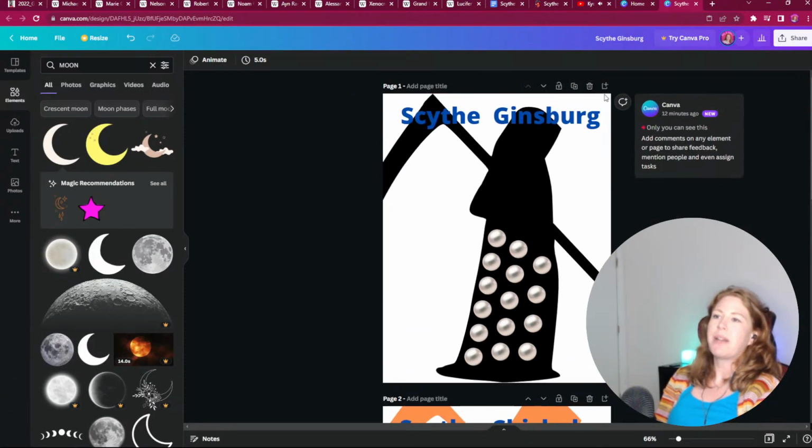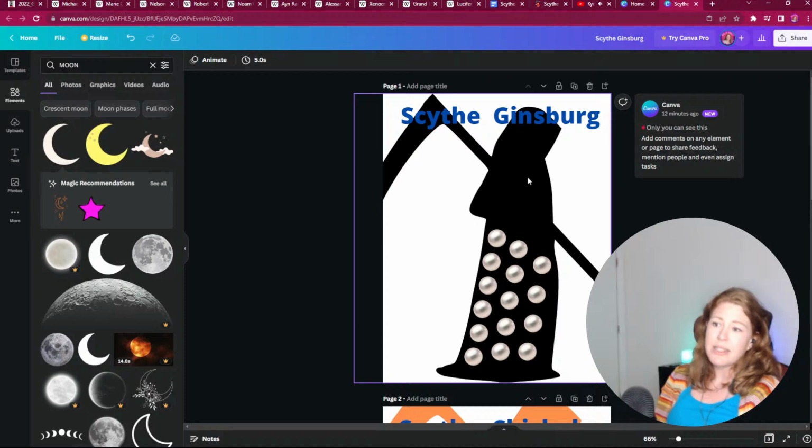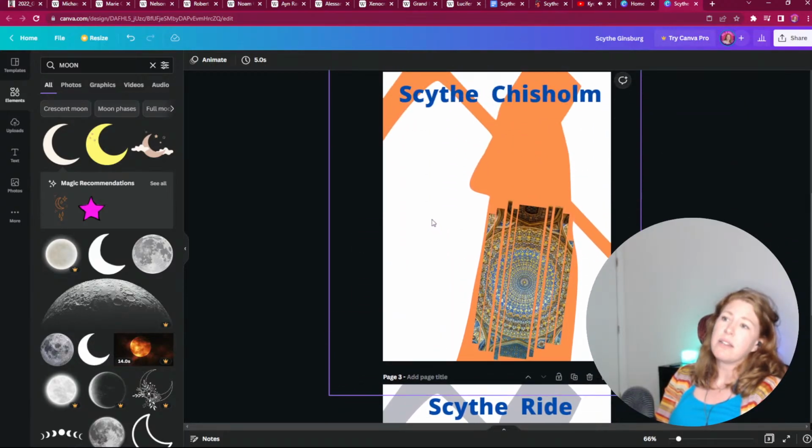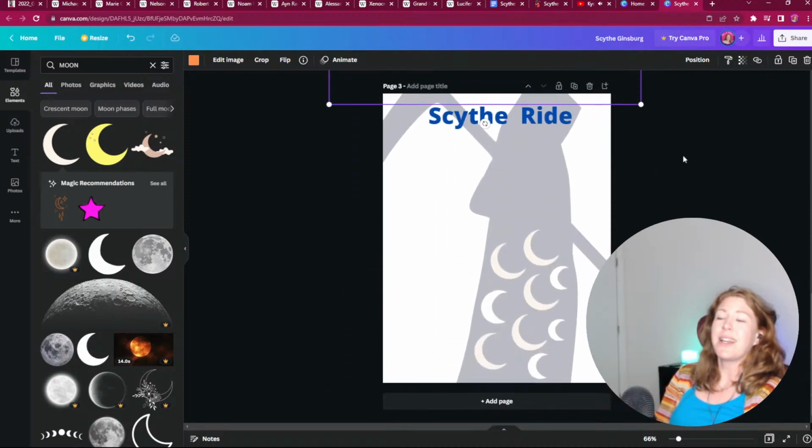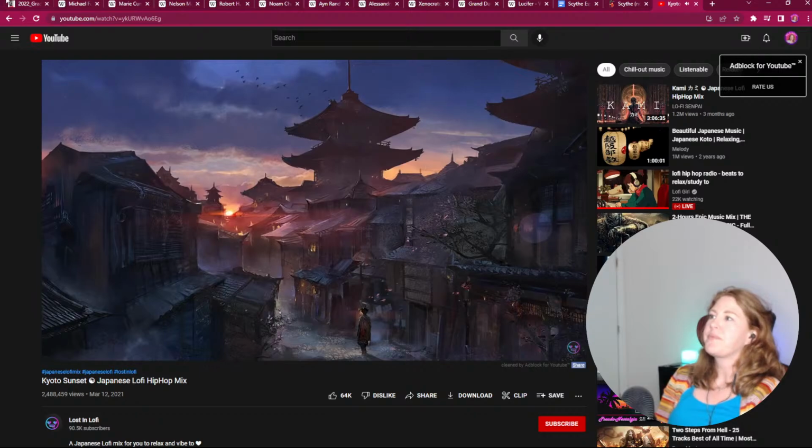I chose Ruth Bader Ginsburg because she's awesome and we miss her so desperately in our world right now. Scythe Chisholm, Shirley Chisholm, an amazing Black woman in Congress during the 1960s, during one of the most prominent times for her to be a Black woman in Congress. And then Scythe Ride for Sally Ride, for she was an astronaut, a female astronaut. Okay, yay, did all of that.